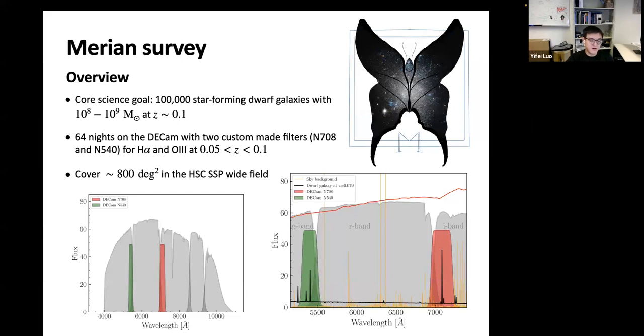We made 2 custom-made filters. Actually, they are medium band filters, the green and red filters shown here. I think people here are familiar with medium band filters. They target the H-alpha and OIII emission lines at this redshift range. Our survey will cover about 800 square degrees on the sky within the HSC SSP wide field.